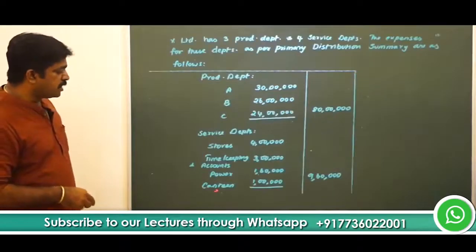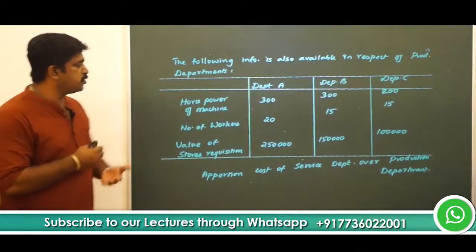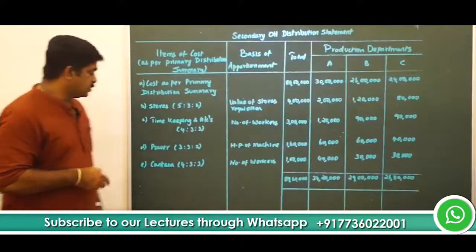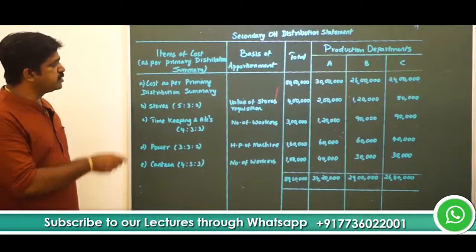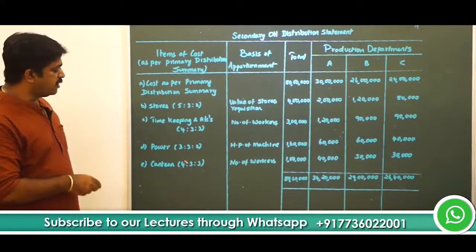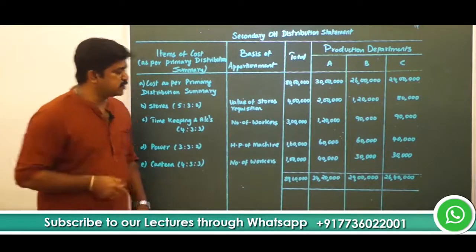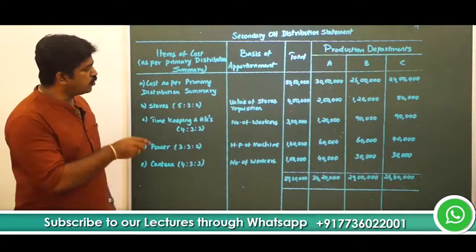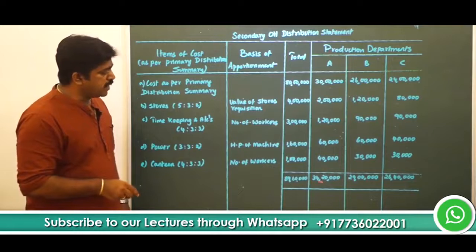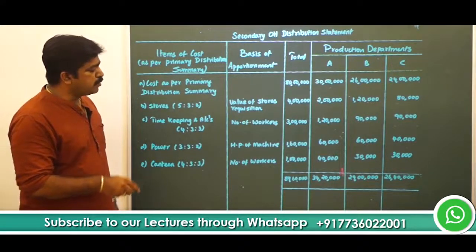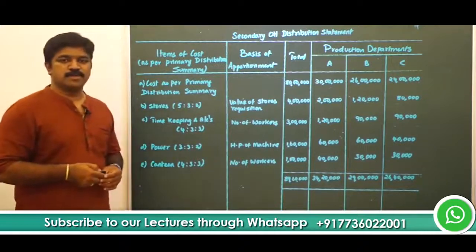Next, canteen 1 lakh. So this can be apportioned on the basis of number of workers. So the ratio is going to be 4 is to 3 is to 3. Here we have canteen ratio 4 is to 3 is to 3. Basis of apportionment is number of workers. Total amount is 1 lakh. So 1 lakh divided by 10 multiplied by 4, 3, 3. You get 40,000, 30,000, 30,000. And let's total this now. If you total this column, it's going to be 89 lakh 60,000. Production department A 34 lakh 20,000, production department B 29 lakh, production department C 26 lakh 40,000.